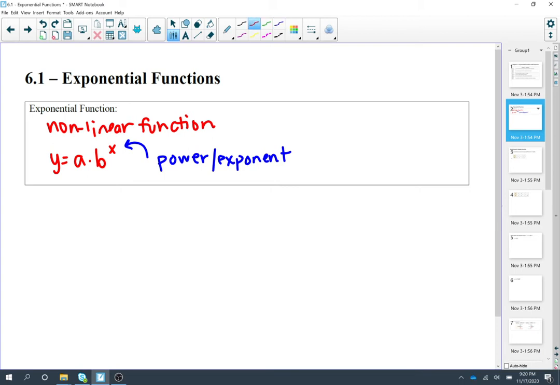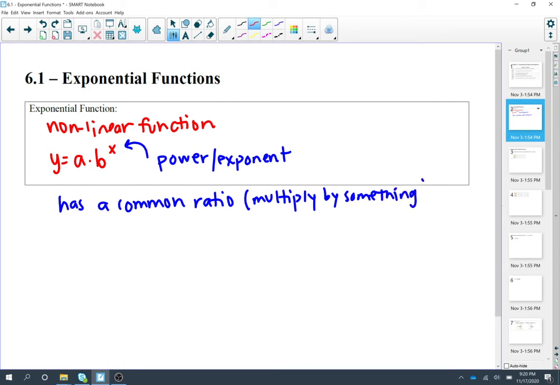And then the last thing is that it has a common ratio, which means what we're going to be doing for an exponential function is we're going to be multiplying by something. So if you remember, our linear functions were constant, so we would add 5, add 5, add 5, or subtract 6, subtract 6. In this case, an exponential function is going to be multiply by something, multiply by something. So multiply by 2, multiply by 2, multiply by 2. That's the big difference between exponential and linear.